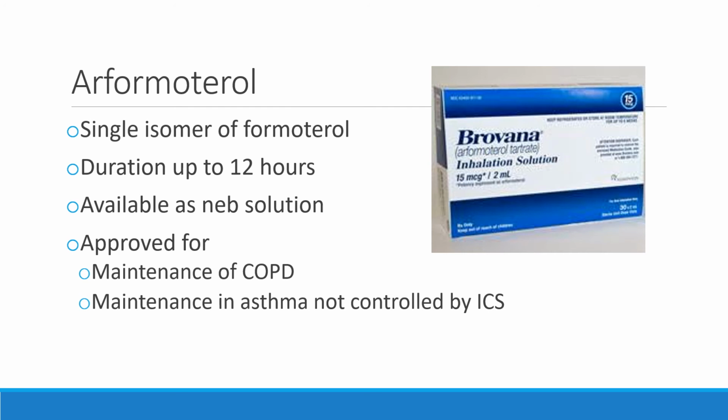Formoterol, or Brovana, right, is a single isomer of formoterol. It lasts up to 12 hours. It's a nebulized solution, and it's a great maintenance of COPD drug or maintenance of asthma that's not controlled by an inhaled corticosteroid. And we'll talk about more of that maintenance of inhaled corticosteroids as well later on, but it's a great drug for that situation, for maintenance. Notice the key word here, maintenance.